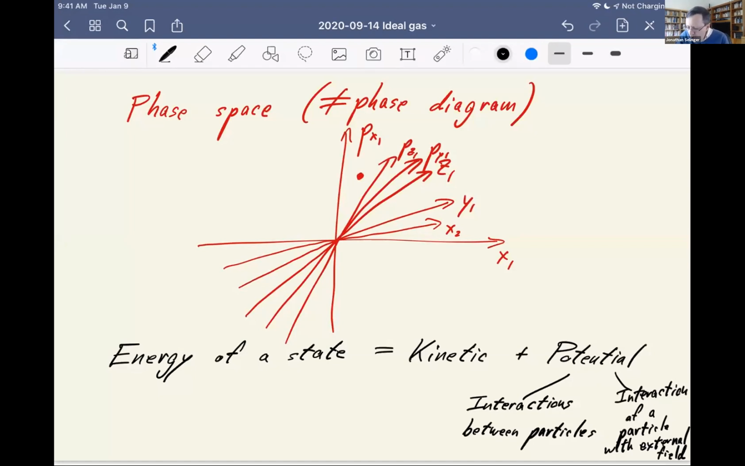Now, because we have the ideal gas, that means we are neglecting the interactions between particles. Let's forget about those things for now. For the moment, I will also choose to consider a system where there's no interactions of particles with an external field either. So no gravity, no box potential, anything like that. In that case, the energy of a state is just kinetic energy.